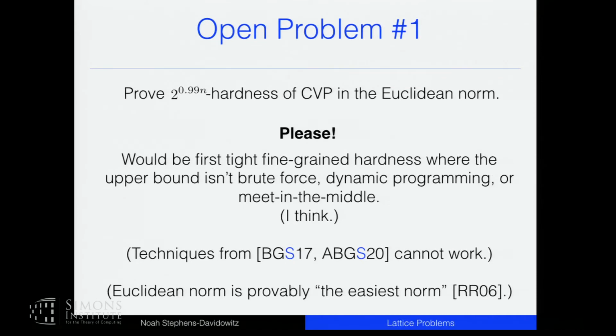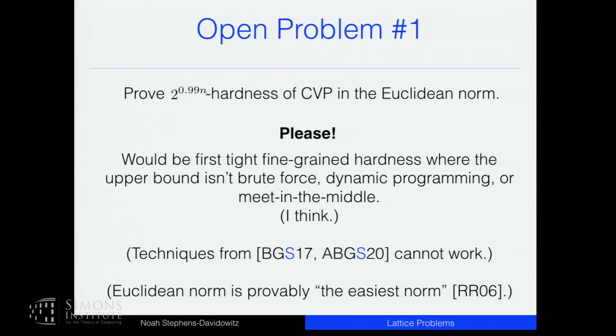So this leads to my first open question, which is prove hardness of CVP in the Euclidean norm that's as good as we know in the LP norms. And I think this would be a big deal even outside of the lattice community or the cryptography community, because I think this would be the first tight fine-grained lower bound that doesn't fall into a small set of categories. But unfortunately, we've sort of proven that everything we know how to do so far doesn't work.